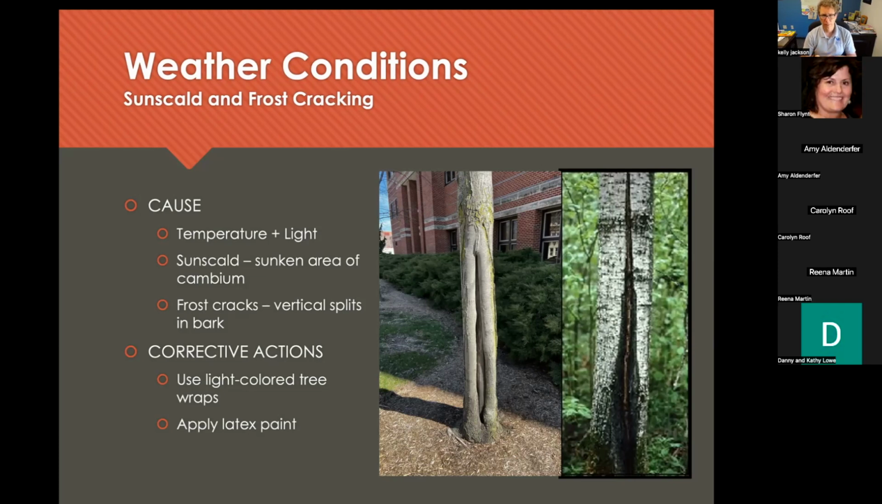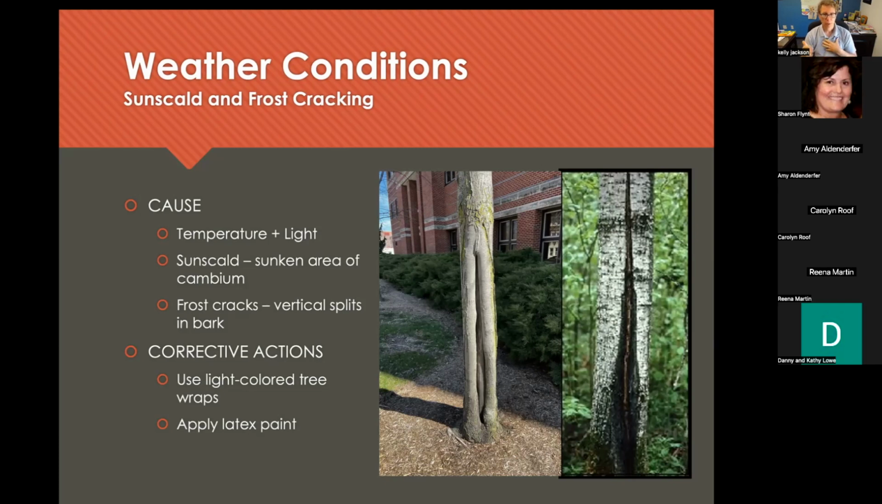Frost cracks are very similar, typically on bigger trees, but it's a big vertical split in the trunk of the tree, and it can be somewhat deep into the tree. Hopefully, with a frost crack, new growth tissue will start to enclose over time and compartmentalize that. But sometimes trees can be severely damaged from a frost crack as well. What do you do about that?